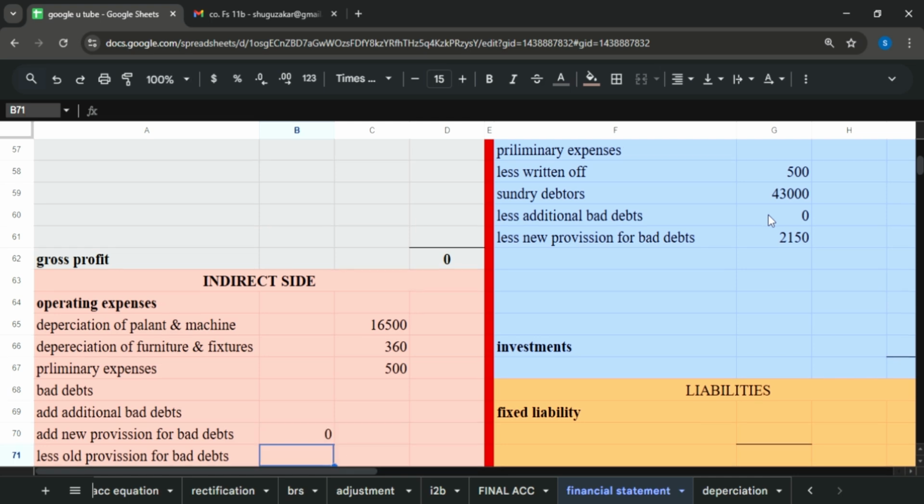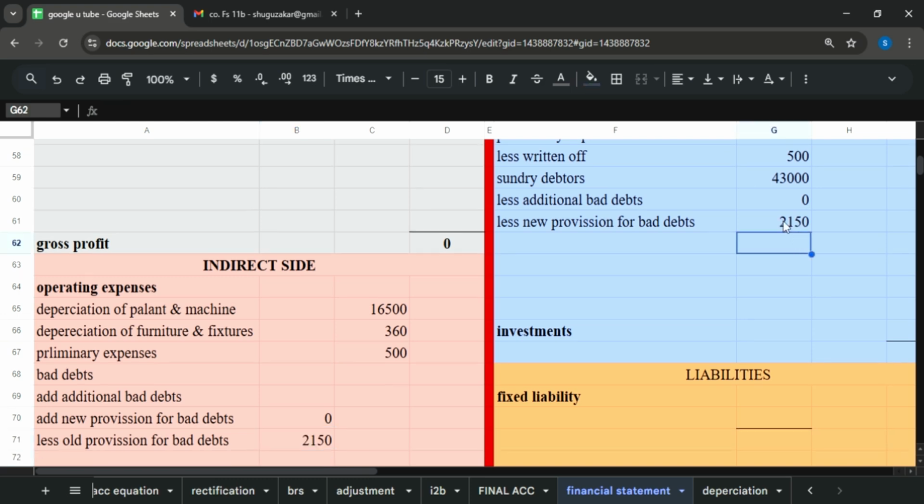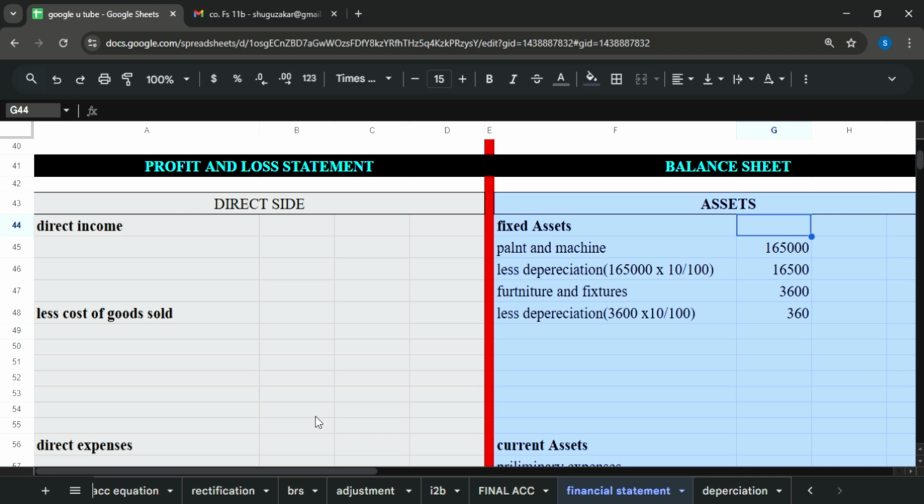And new provision we have calculated 2150, put it over here. Once again I am telling you how we have calculated: 43,000 was the amount of debtors, and then we have taken its 5%. So new provision is recorded. Look at here, these are two adjustments and their second effect is present on the operating expense side.